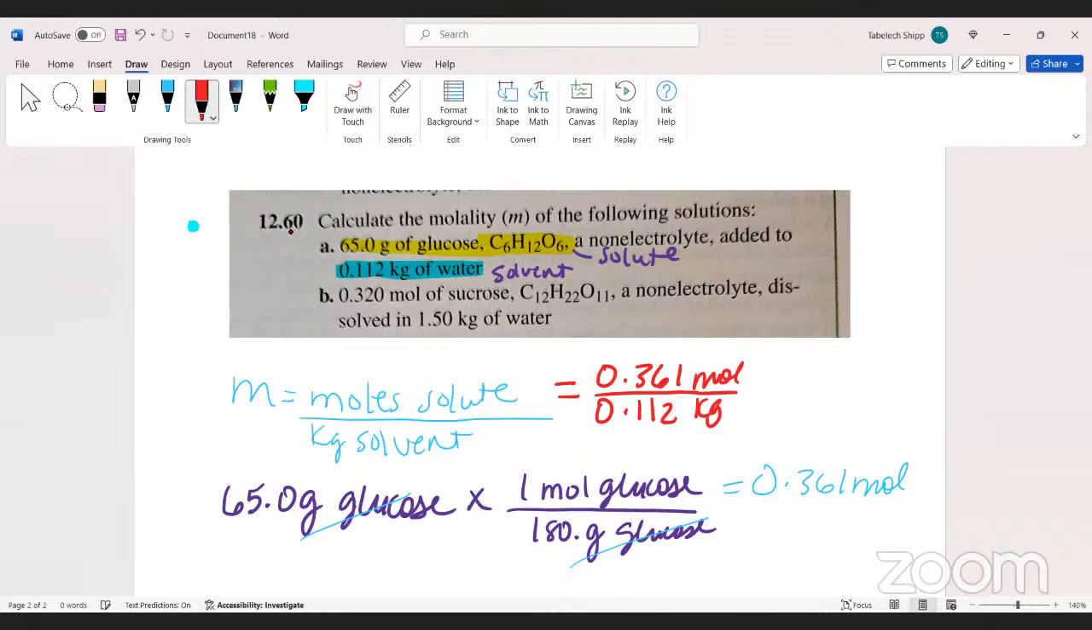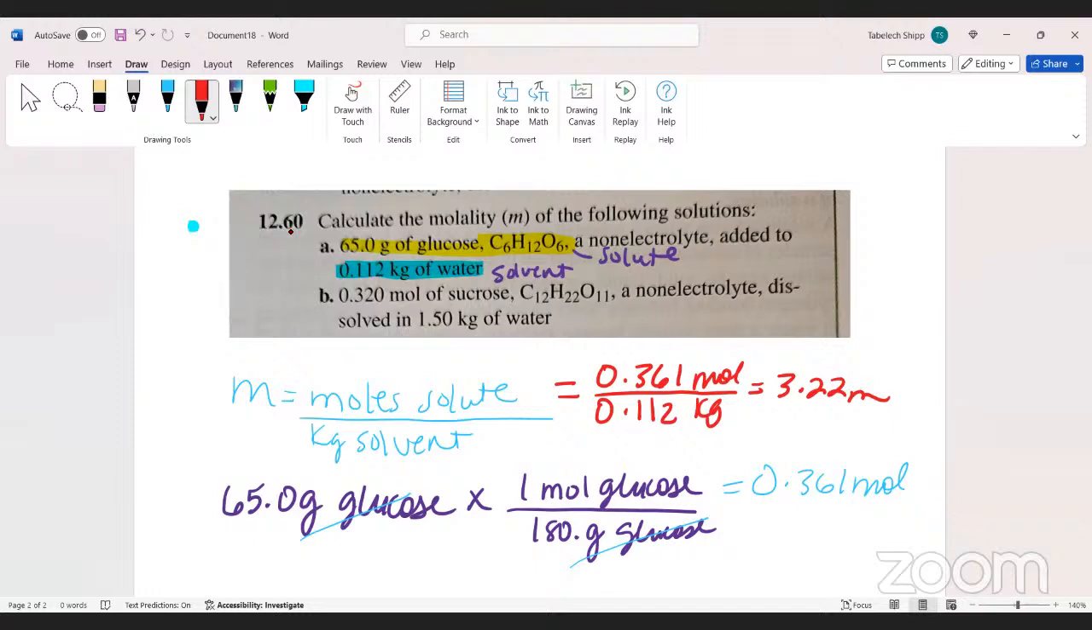Those two units are going to form the little funny shaped M for molality. So all I'm going to do now is put in 0.361 divided by 0.112, and I get 3.22 and the funny shaped M for molality. So we just calculated the molality of this solution.